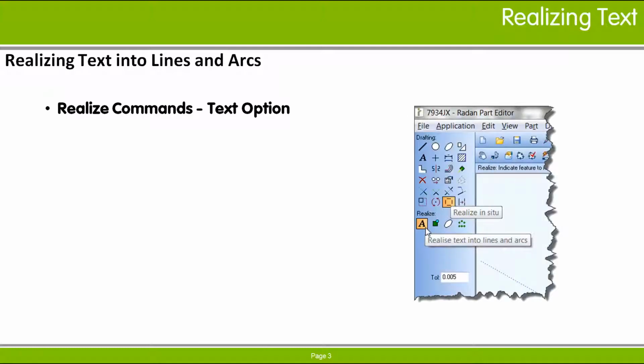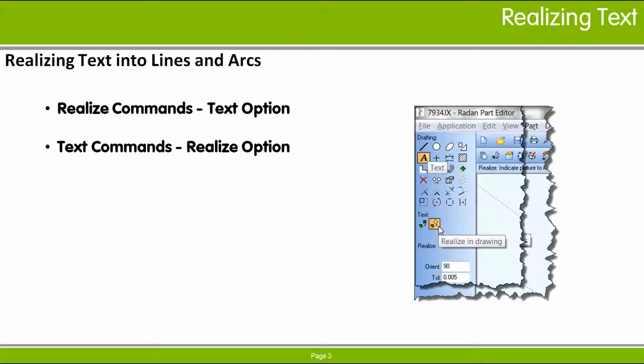Within Radan files, existing text objects can be converted to lines and arcs with the Realize command. Any new text being added to a Radan file can be inserted in realized condition into the drawing with the text command's Realize Text option. Let's walk through these options in Radan.